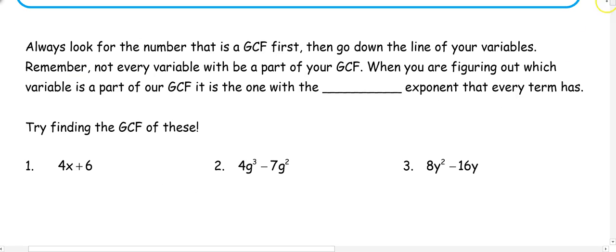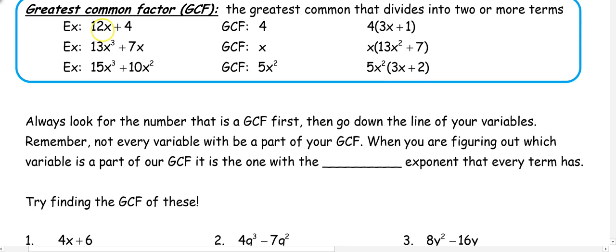So when you're looking for GCF, you always want to look at your number and then look for if there's a variable. Remember that not every variable is going to be a part of your GCF. Just like in the 12x plus 4, 12 had a variable, but 4 didn't, so we wouldn't be including a variable in the GCF in that case. When you are trying to figure out the variable as part of the GCF, we want the one with the lowest exponent. So notice here we had x cubed and x to the first, so our GCF was x. Here the lowest exponent was 2, so our GCF had a 2.